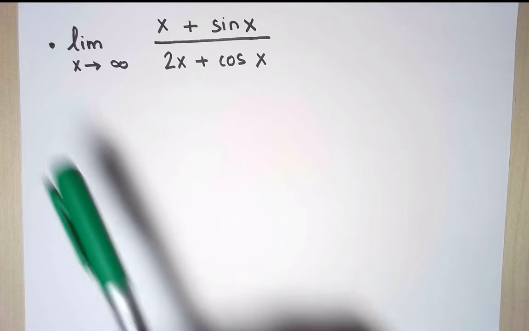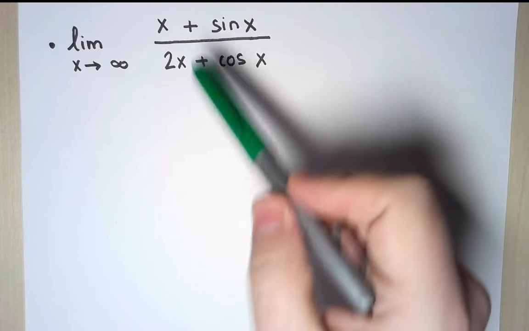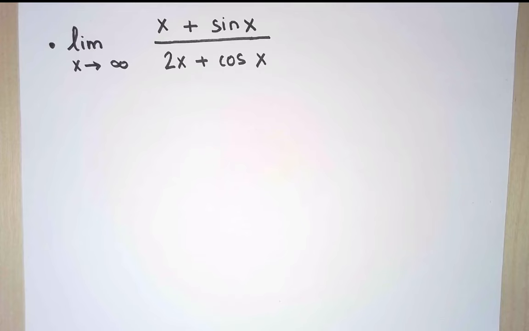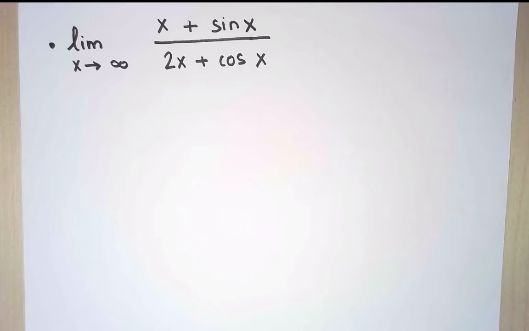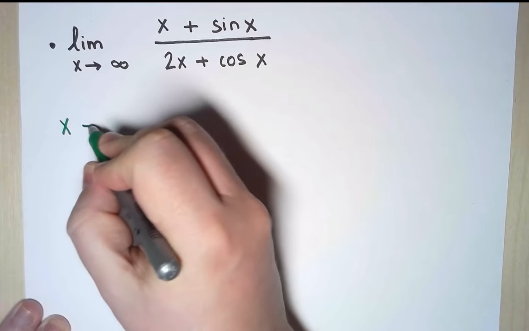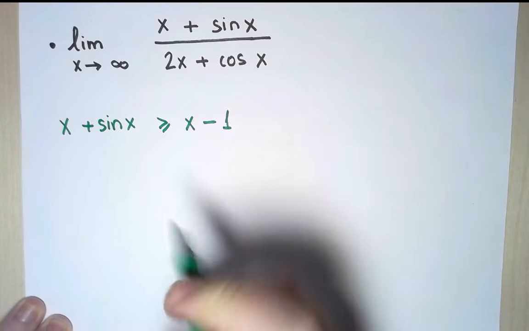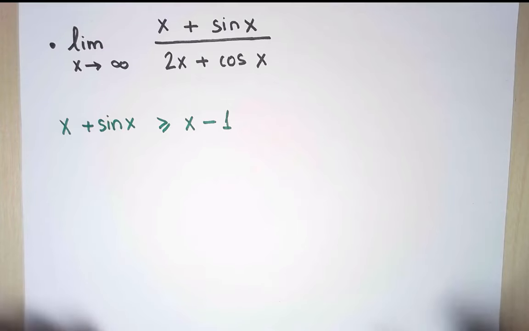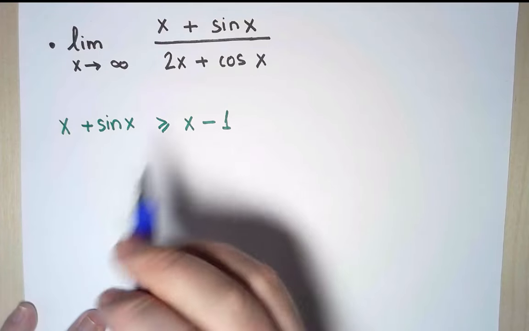I want to compute the limit as x approaches infinity of x plus sine x over 2x plus cos x. This is a quotient, so first I'm going to look at the limit of the numerator and denominator separately and see what they are and see if I have an indeterminate form. We know the limit of x is infinity and sine of x oscillates between -1 and 1. So what I can say is that x plus sine of x is always greater or equal than x minus 1. And so sine of x is pretty much irrelevant here, because what's happening is that the limit of x minus 1 is certainly infinity.